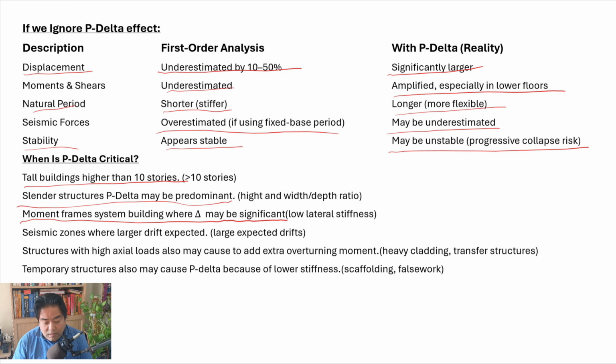In seismic zones where larger drift is expected, in that case also we should consider P delta, otherwise it may have an adverse effect on the building. Structures with high axial loads may also add extra overturning moment. In that case also P delta will be critical. Temporary structures also may be affected by P delta because of lower stiffness.